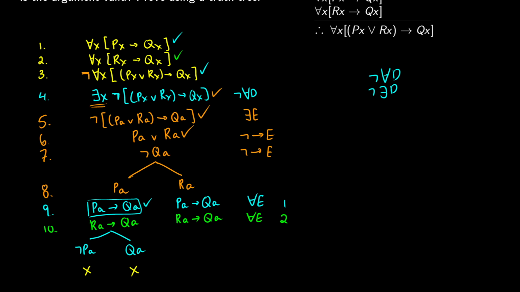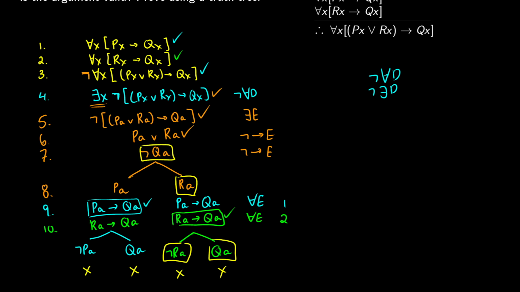Okay, on the right side, we're going to do something very similar, but this time we'll do it with Ra arrow Qa, mainly because we have Ra up here. So that's probably going to be useful. So we'll break this down into not Ra and then Qa. And we end up with the same result. So both of these branches close because we have not Ra and Ra, and we have not Qa and Qa.